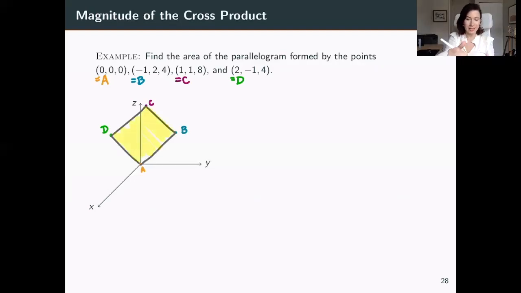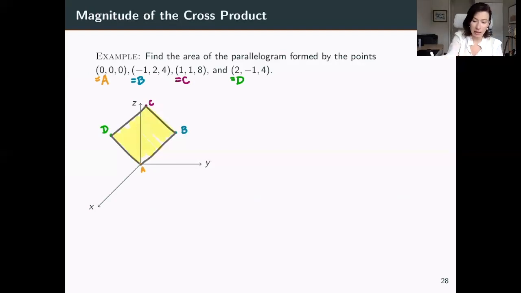The question is, how in the world do we find this area given by A? Well, from our previous slide, we know that the area of a parallelogram formed by two vectors is equal to the magnitude of the cross product of those two vectors. In this picture, we need to find out what vectors form this parallelogram.